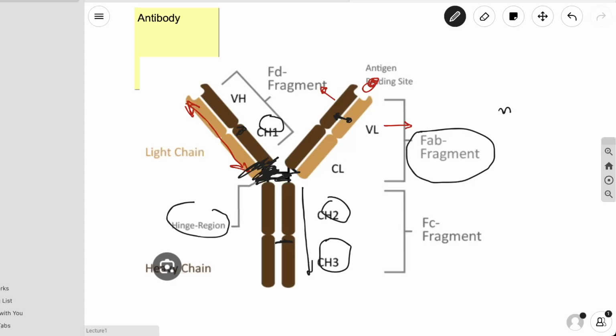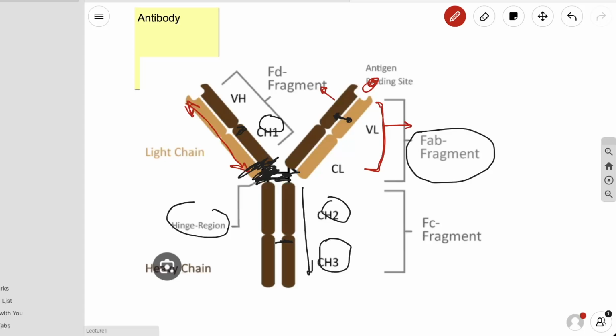Okay, look at the FAB. This FAB region includes the heavy chain and the light chain. Look at it on top, or this portion of the heavy chain. Okay, let me use the red marker. This is the FAB. It is the variable region. All this region is FAB. It includes the heavy chain and the light chain. This FAB is the part that binds to the specific antigen. So it's the region that binds to the antigen.